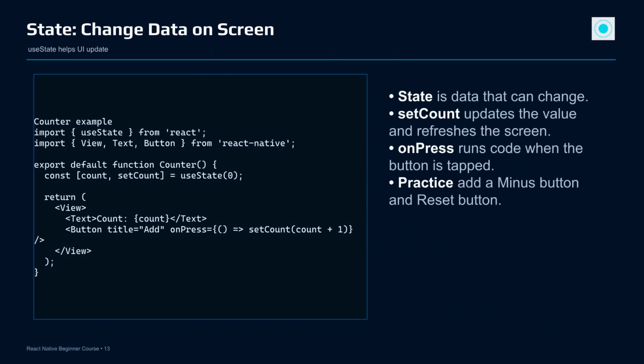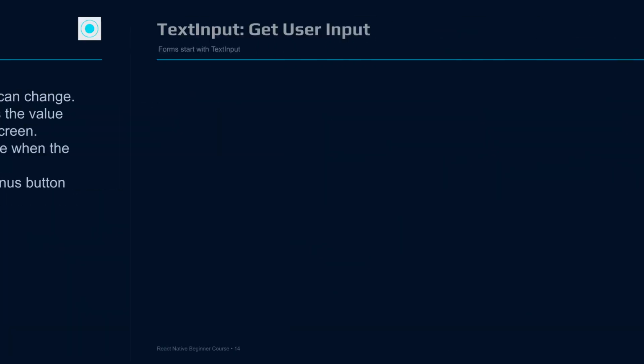State is data that changes over time, and useState is your best friend for managing it. When you update your state, React automatically refreshes your screen. Using onPress allows you to trigger these state updates, like incrementing a counter. As a practice task, try adding a button to reset your counter.